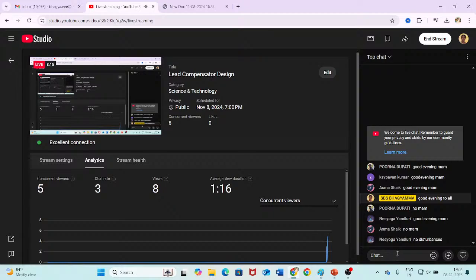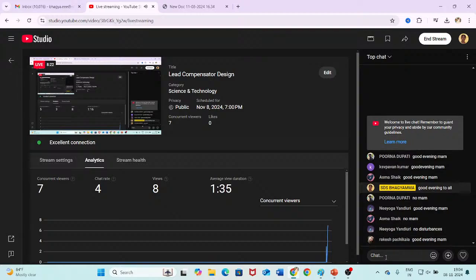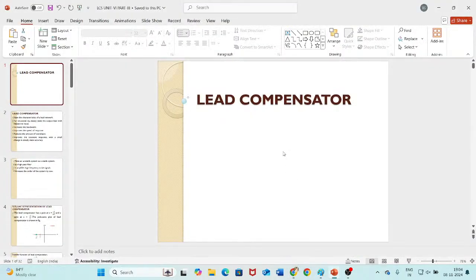So for this lead compensator topic, in order to solve the numerical problems, you need a similar graph sheet. I hope you people have a similar graph sheet in your hands. So let us start the topic. So, lead compensator. If any issue is there, just message me in the chat box. I will see. Okay then. So, lead compensator.